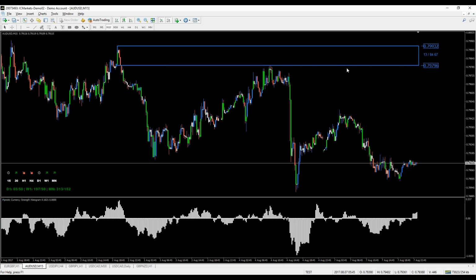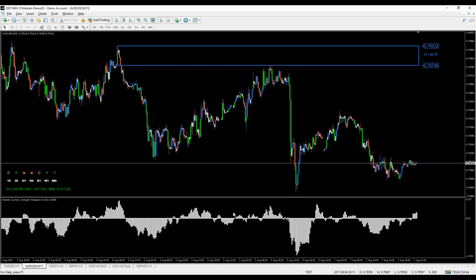But assuming now that you want to wait for confirmation, then you would wait for price to begin to wriggle up here, and then you would start to look for signs in the currency strength histogram that are showing us that this level is actually going to start to attract some selling.